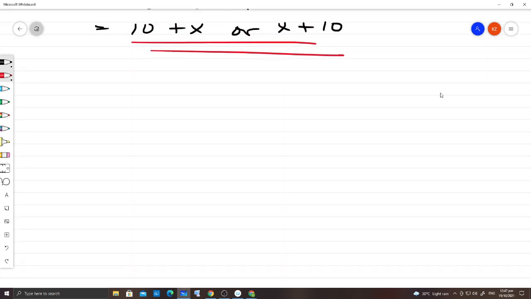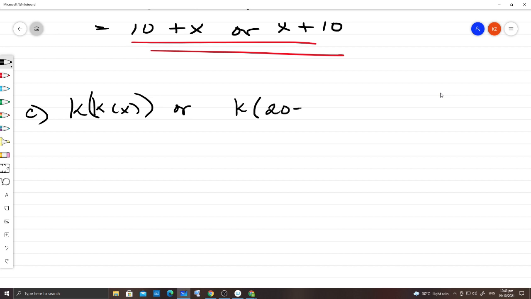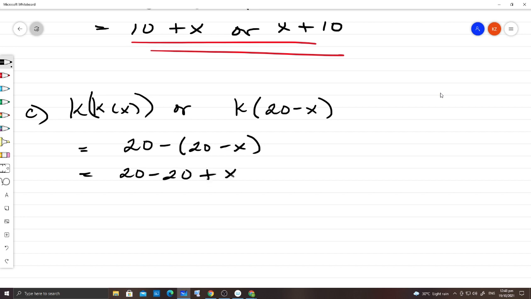Next, letter C. k is composed of k of x also, double. Or you can write k is composed of itself, 20 minus x. So how to answer this? 20 minus, 20 minus x. So double, we have 20 minus 20 plus x. So this is 0, and we have x.